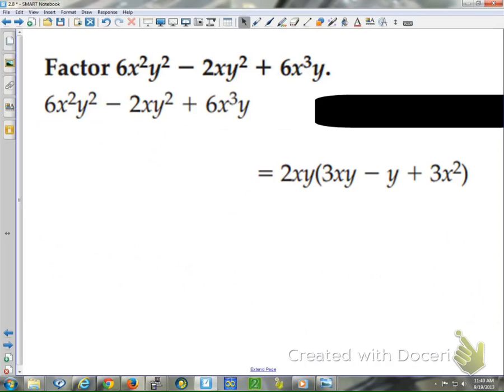Yes, sir? So you just got that 2xy at the beginning from putting it into 6 and 2 and 6, and then x and y, finding out with the hunting analogy thing. Yeah, exactly. Let's look at some more.